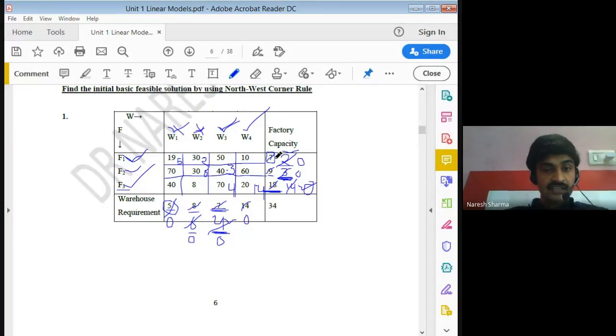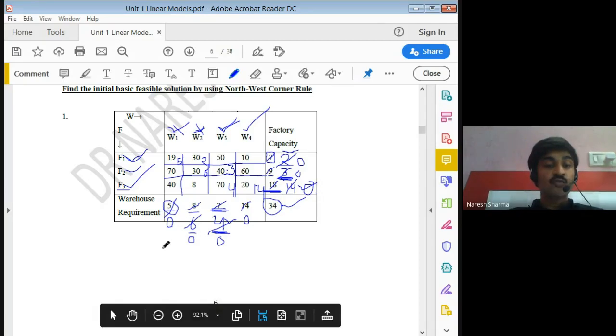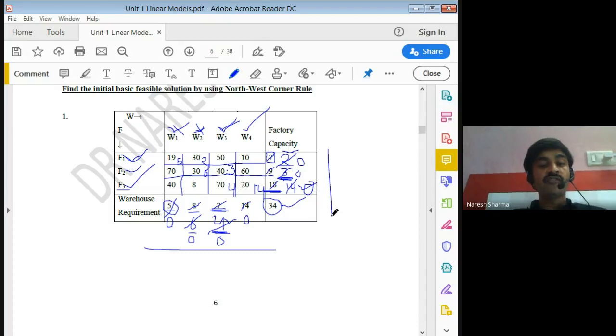If you check here, in the starting, 7, 9, 18, that is 34, is the capacity of the factories. 5, 8, 7 and 14, that is also 34. So this problem is a balanced problem, as the requirement of the warehouses is 34 and the capacity of all factories is also 34. We start the question only once the requirement and capacity are balanced or the same.